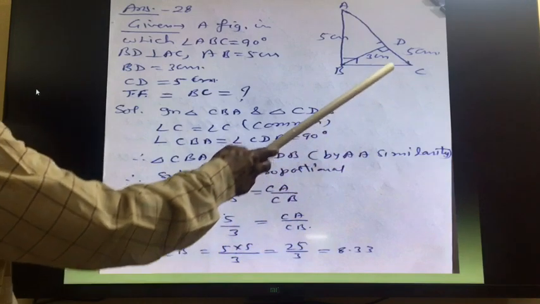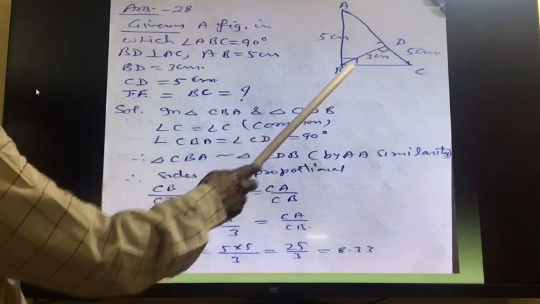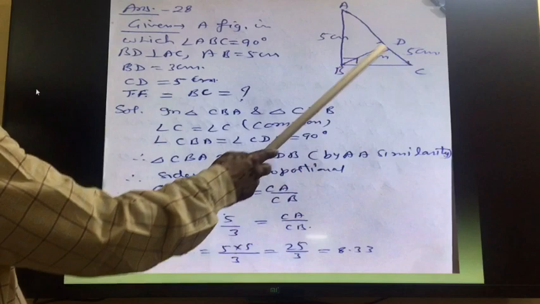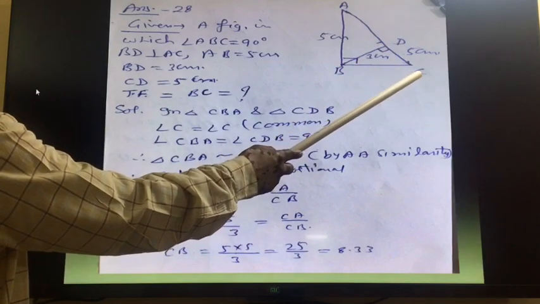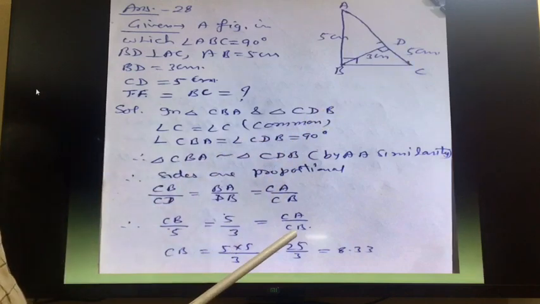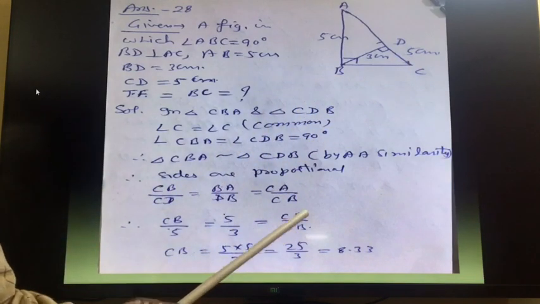CD value is given, 5. So CB upon 5 is equal to BA upon DB, BA is given 5, DB is given 3, is equal to CA upon CB. CA is not given here. CB we have to find out, so we cannot put the value.